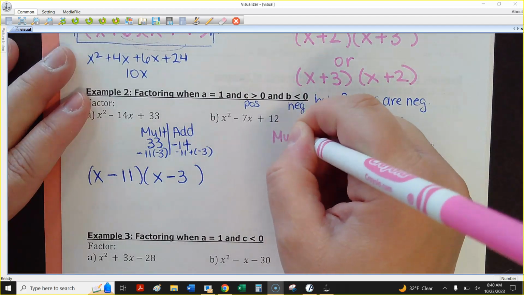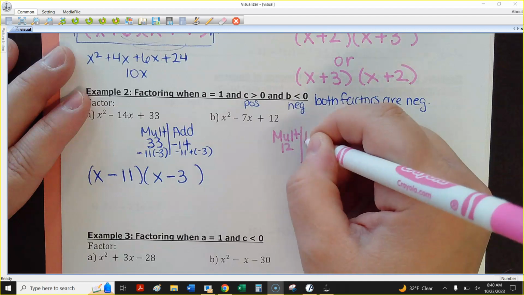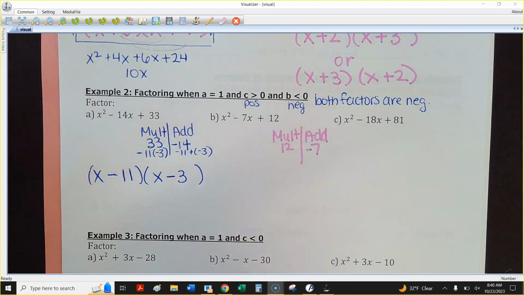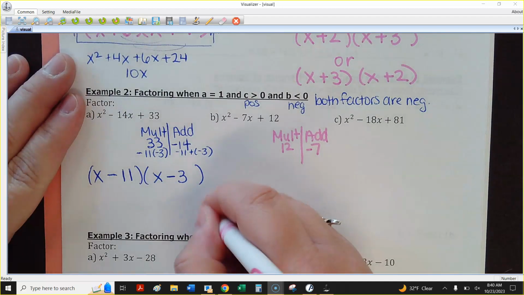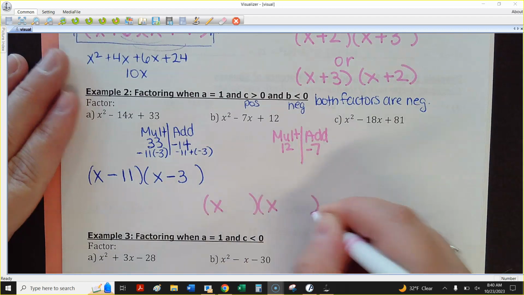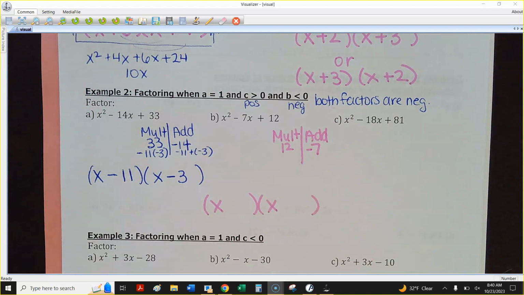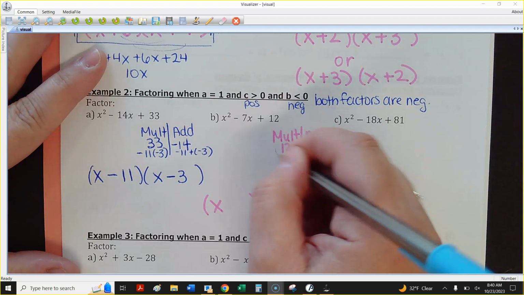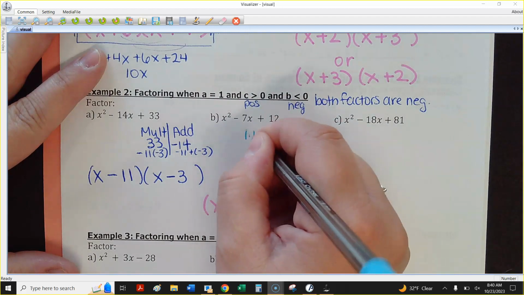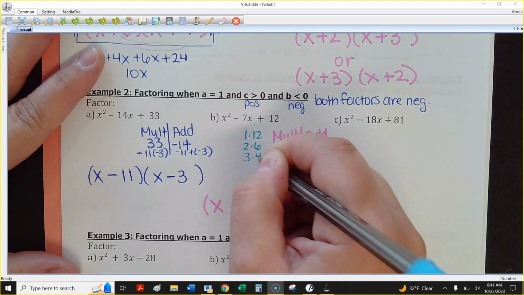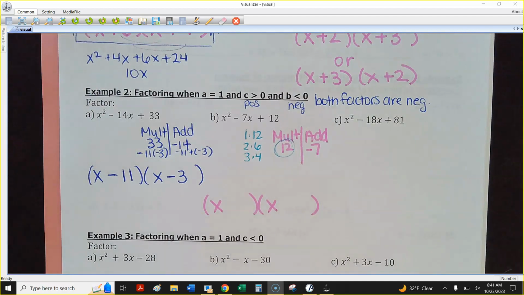All right, so here I've got to multiply to get 12 and add to get negative 7. I'm just going to start my factors. I'm just going to write an x and an x. Can you think of two numbers, if I would multiply them together, they'd give me 12, but if I added them together, I'd get negative 7? And if you ever get stuck, I just start writing out factors, like for 12. So I've got 1 and 12, 2 and 6, 3 and 4. Those are all my options that I have to work with. I just need a combination that's going to multiply to give me positive 12, add to give me negative 7.